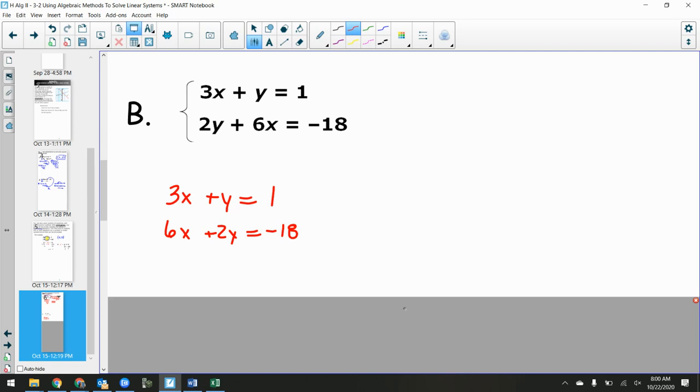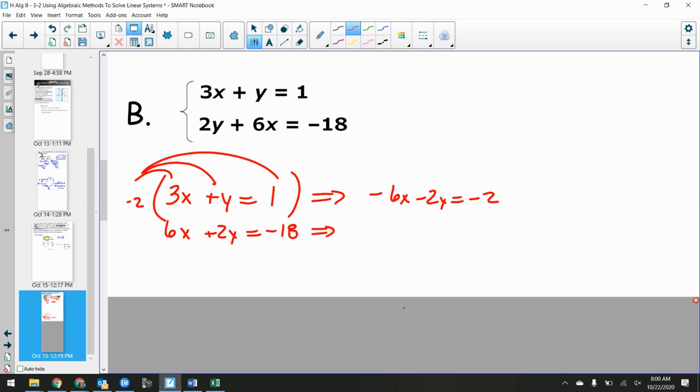Okay, say I wanted to eliminate with the x's. What would I need to multiply the top equation by? What's that? 2? I would say negative 2, right? Because look, I want to get it to be a 6. So all I need to do is multiply by negative 2 to make it a negative 6, and then I can just add down. So this becomes negative 6x minus 2y is negative 2. And this stays the same, 6x plus 2y is equal to negative 18.